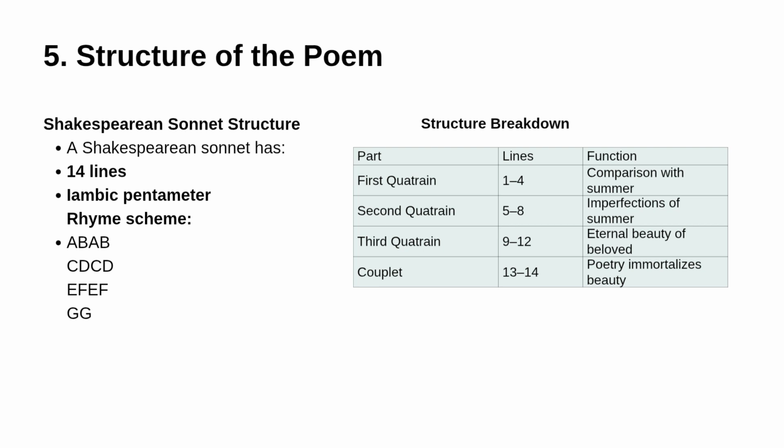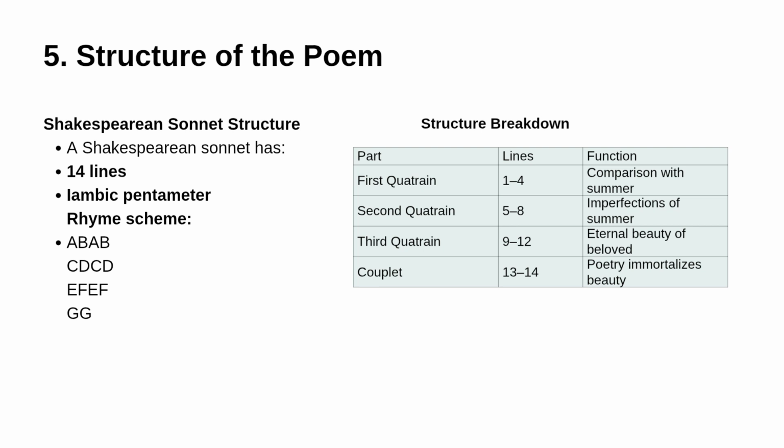The second quatrain, consisting of lines 5 to 8, focuses on the imperfections of summer. Shakespeare explains that summer can be too hot, sometimes cloudy, and it lasts only for a short time. Through these examples, he shows that natural beauty is temporary and unstable. The third quatrain, which includes lines 9 to 12, presents the central turning point of the poem. At this stage, the poet declares that the beloved's beauty will never fade. Unlike summer, the beloved's beauty will remain eternal because it will live in the lines of poetry.